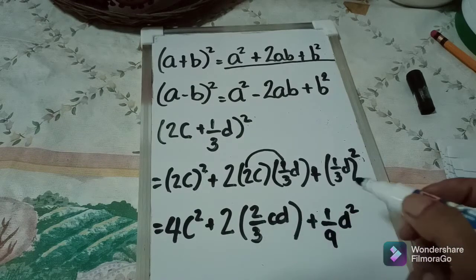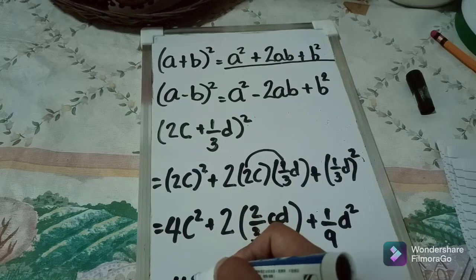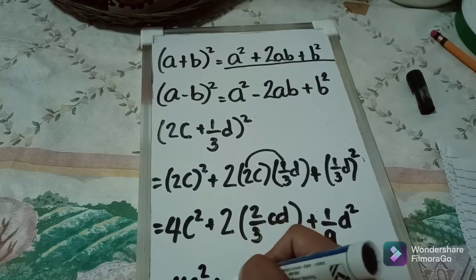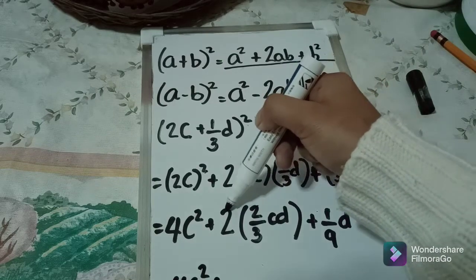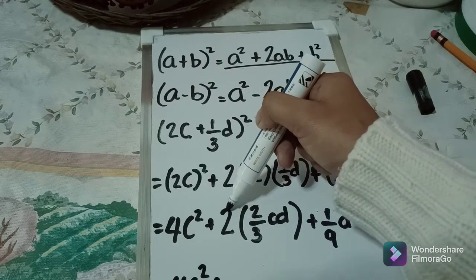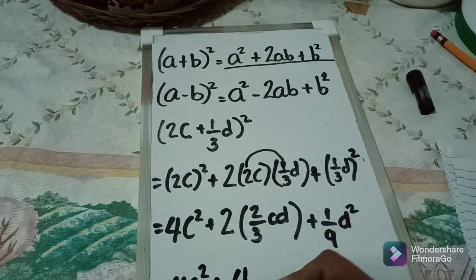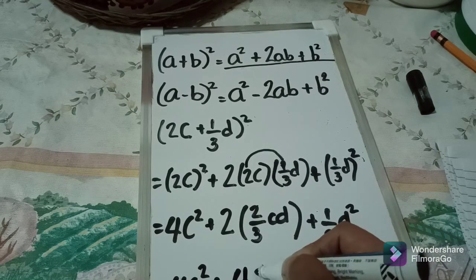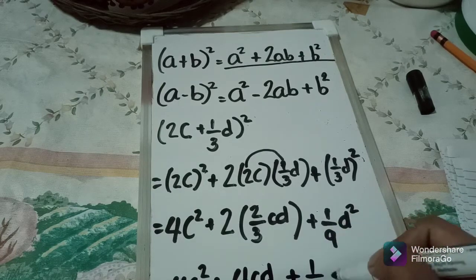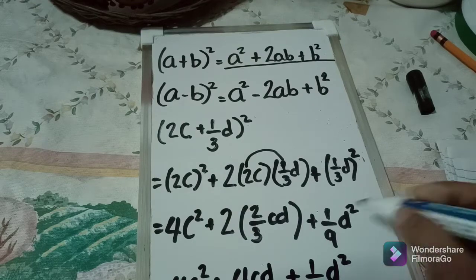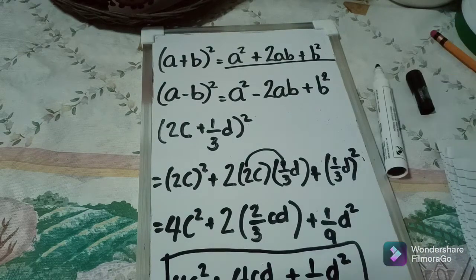Okay? May natitira pa tayong gagawin dito. So, 4c square plus, just like kanina, ito, multiply lang dito. Okay? So, 2 times 2, that's gonna be 4. Kopyahin ito. Third, cd plus 1/9 d square. So this is our final answer. Okay?